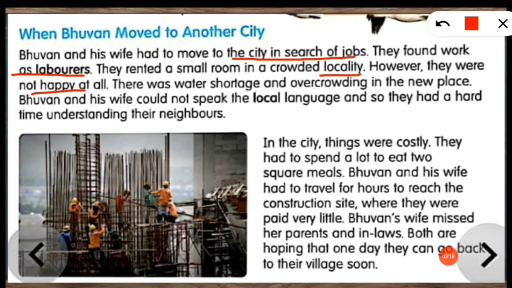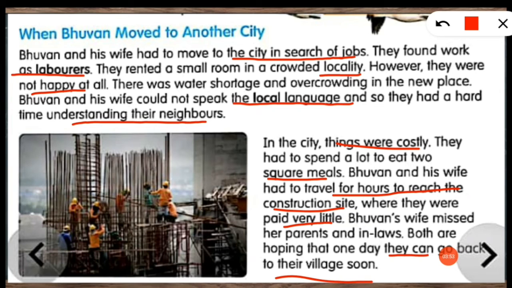Bhuvan and his wife could not speak the local language, and so they had a hard time understanding their neighbors. In the city, things were costly. They had to spend a lot to eat two square meals. Bhuvan and his wife had to travel for hours to reach the construction site, where they were paid very little. Bhuvan's wife missed her parents and in-laws. Both are hoping that one day they can go back to their village soon.